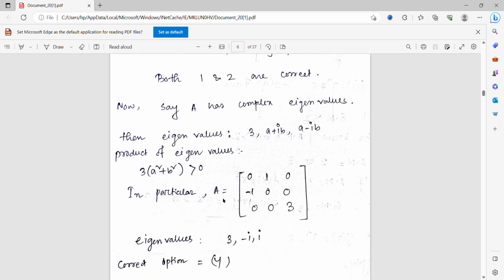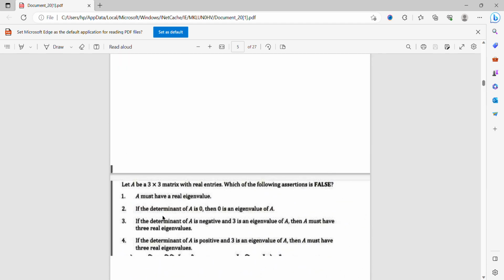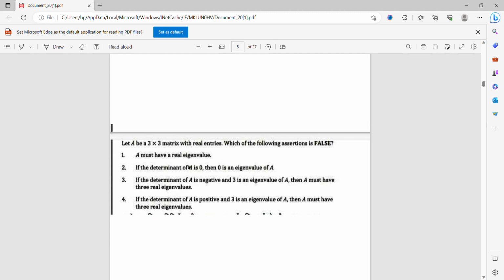So in particular, I can assume A in this form: 0, 1, 0, minus 1, 0, 0, 0, 0, 3. So here the eigenvalues are 3, minus i and i. Then the product of eigenvalues is 3, which is greater than 0, but all the eigenvalues are not real. So the correct option is 4. Option 3 is a correct statement, but since it is asked about the false statement, option 4 is the false statement. So here the correct answer is option 4.